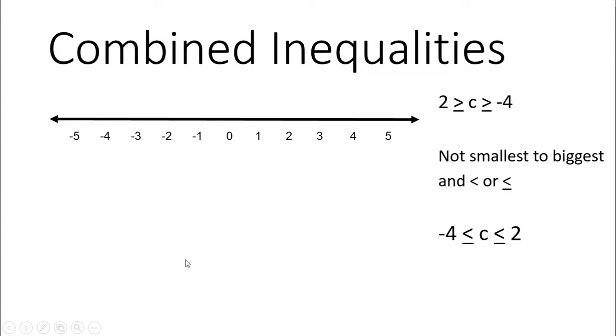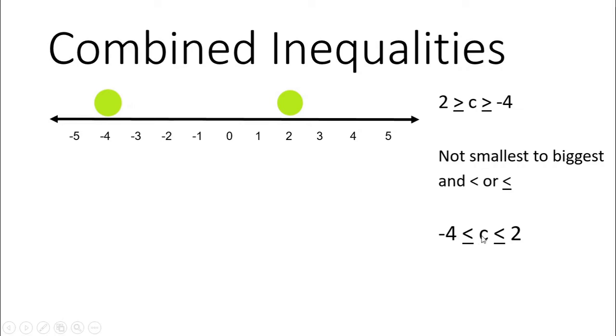So I'll mark my critical values. One of them is -4, and I've colored that in because in both cases, that inequality was underlined, so C could be equal to -4. My other critical value, my other boundary point, is 2. And again, I colored that in because this is underlined. C could possibly be equal to 2 in both cases.